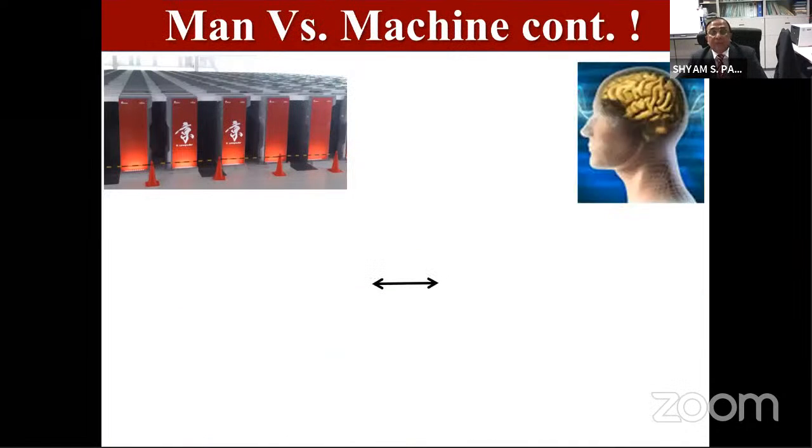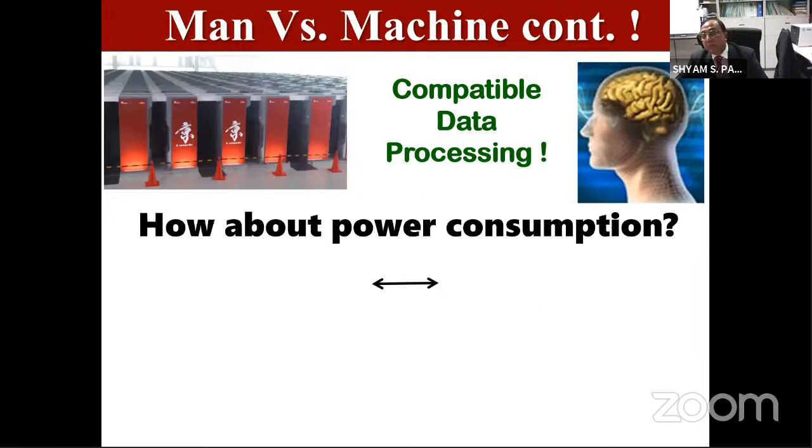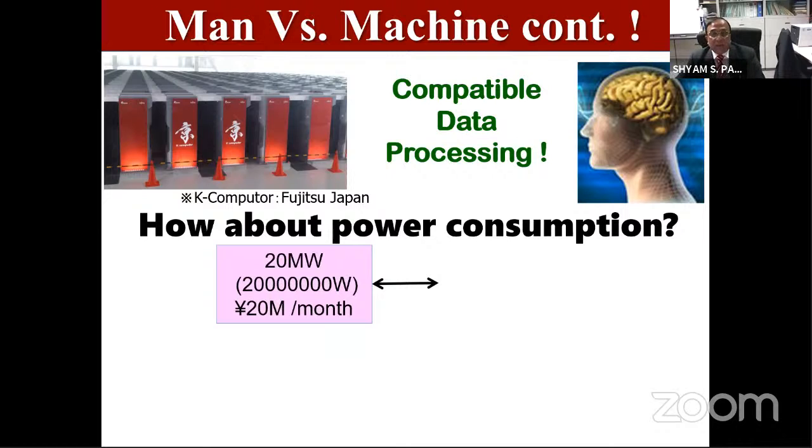This is a famous supercomputer, the K computer developed by Fujitsu. It is considered to be comparable in data processing to a human brain. But how about the power? The K computer uses 20 megawatts of power to run, costing around 20 million Japanese yen per month, nearly 2 crore yen per month electricity bill. How about the human? It takes 20 watts, in the background 90 watts. Much more, million times more energy efficient.